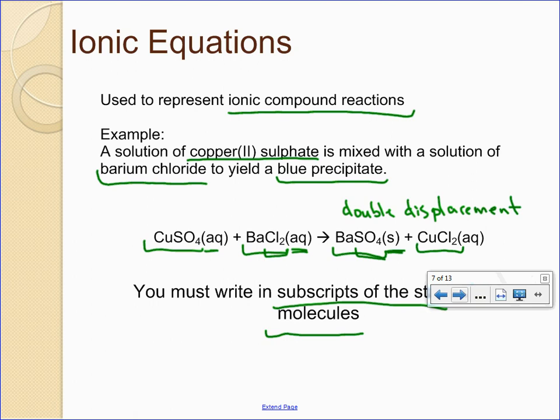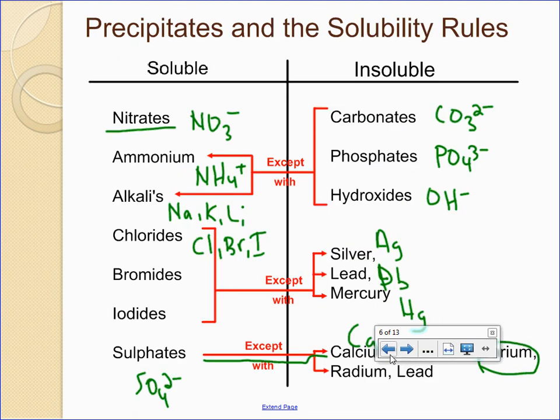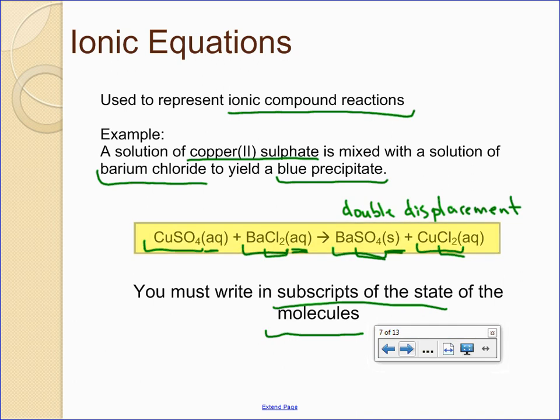Our copper chloride will be aqueous because chloride, when combined with copper, will form a soluble solution. Again, according to our solubility rules. So again, our chlorides are only insoluble with mercury, lead, or silver. Anything else that chlorine is bonded to will be aqueous, will be soluble. So in this case, our copper 2 chloride will be soluble.